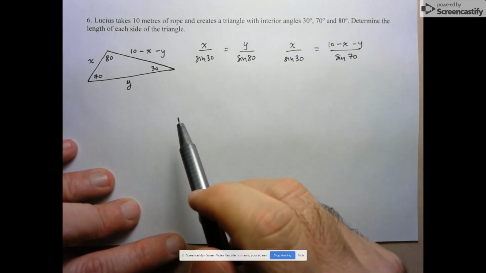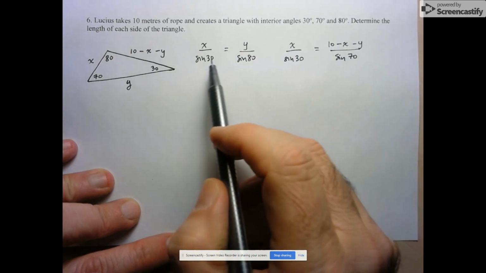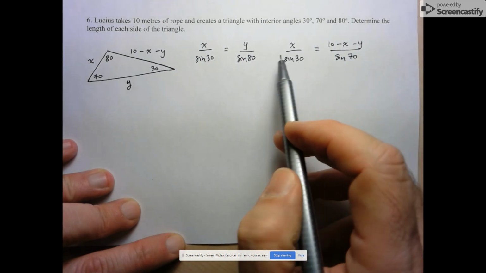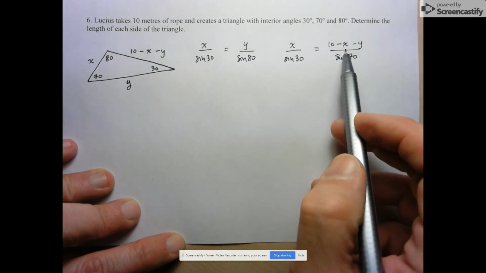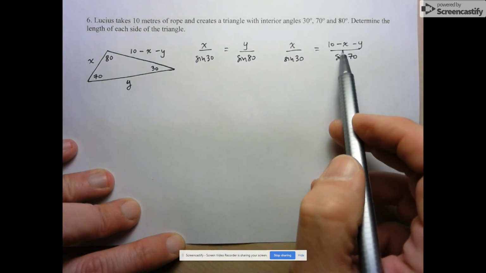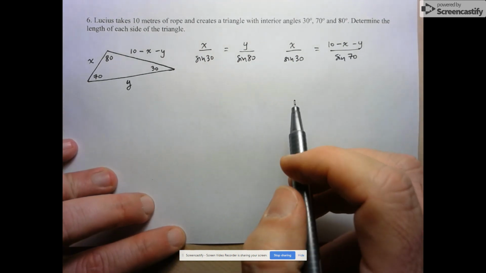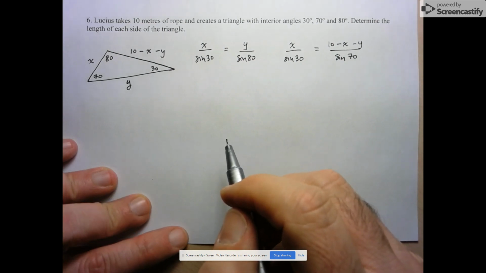Now, if I try to just subtract them, I could actually eliminate these terms, because x over sine 30 minus x over sine 30 just becomes 0. The problem is I'm still going to be left with two variables in my remaining equation, and that's what we don't want. We want to end up with just one variable. So what I'm going to do is use substitution.